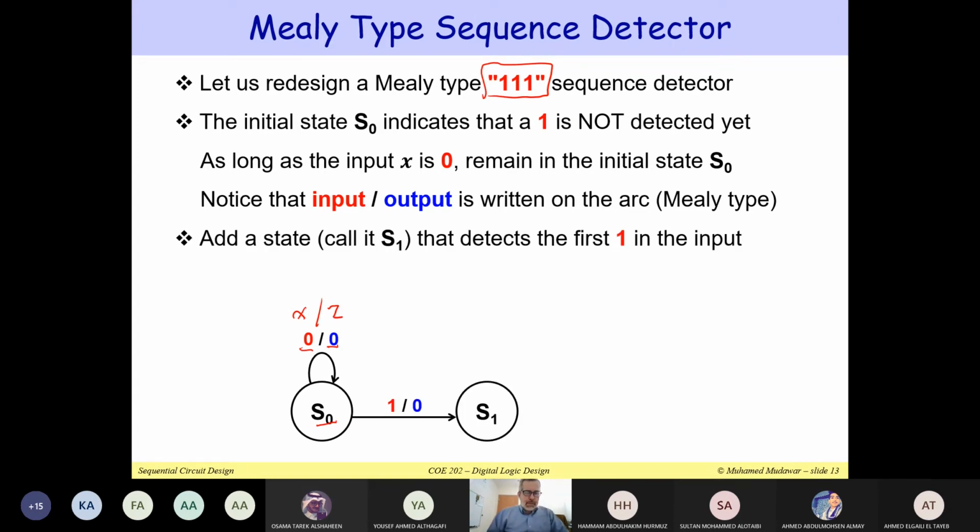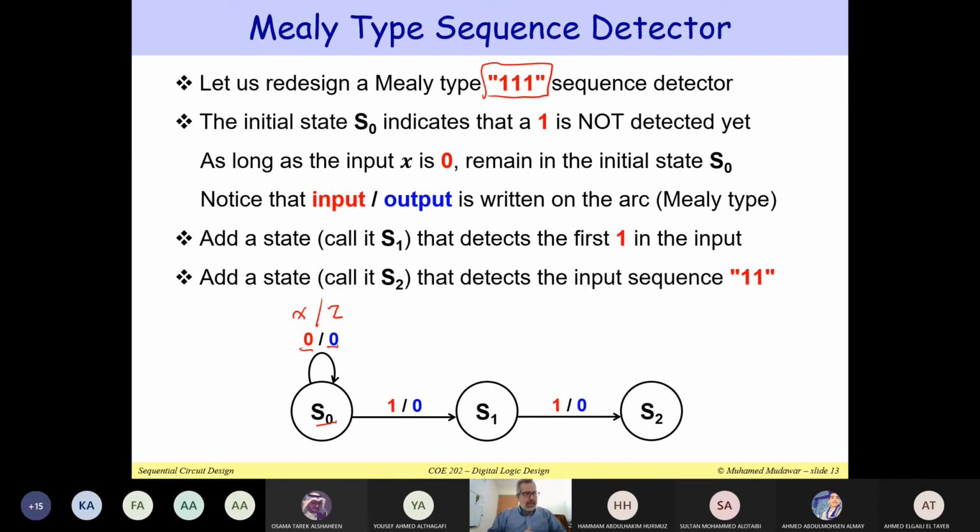Now, after detecting the first one, as before, we jump to state S1, indicating that we have detected the first one, and the output is still 0. After seeing the second one, we transition to state S2. State S2 indicates that we have detected the input sequence 1, 1. Now, my question to you: if you are in S2 and you detect a third one, where do you go?